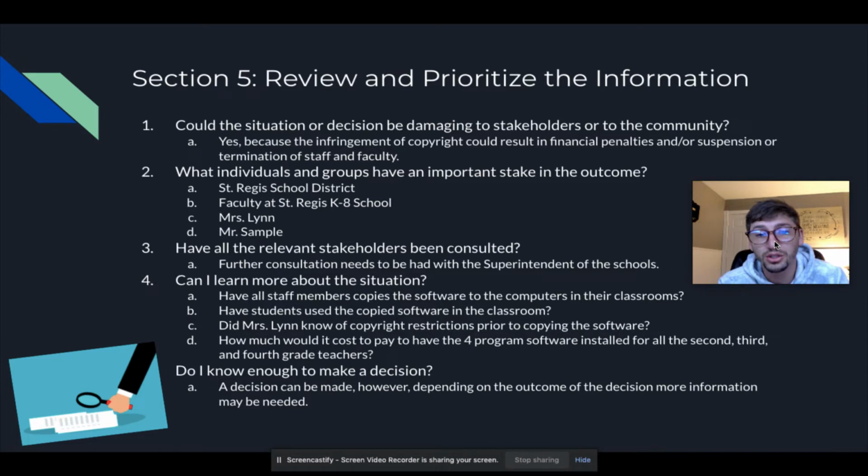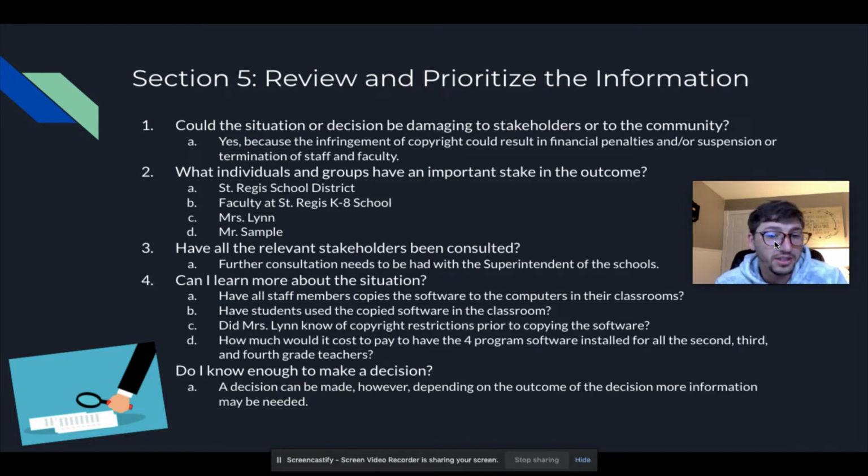What individuals and groups have the highest stake in the outcome? Well, the St. Regis School District, faculty at St. Regis K-8 School, Mrs. Lynn, and Mr. Sample. Have all the relevant stakeholders been consulted? Further consultation needs to be had with the superintendent of the schools.